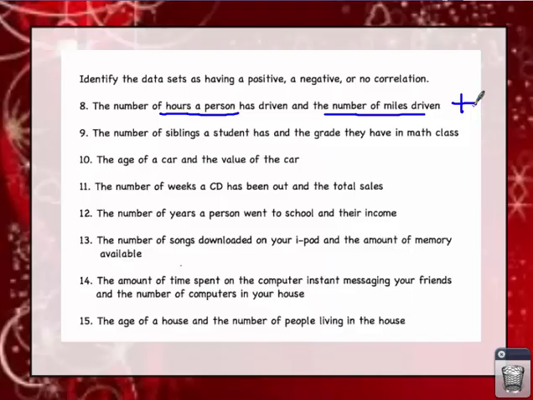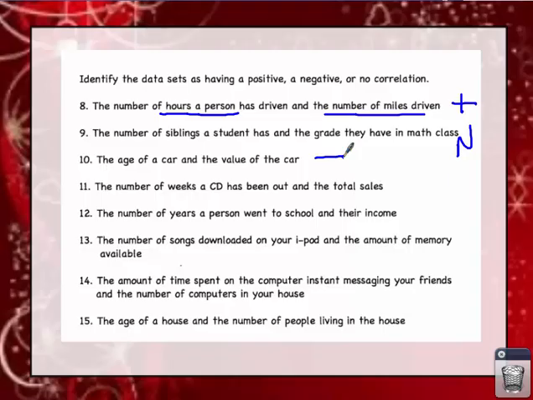Number 9, the number of siblings a student has and the grade they have in math class. This would not be a negative, this would be no correlation, because it does not matter how many siblings you have to determine your grade in math. Number 10, the age of a car and the value of a car. Well, as a car ages, its value goes down. This would be a negative correlation.